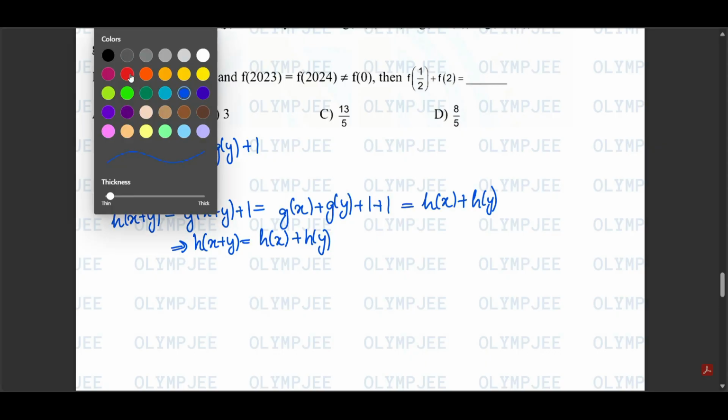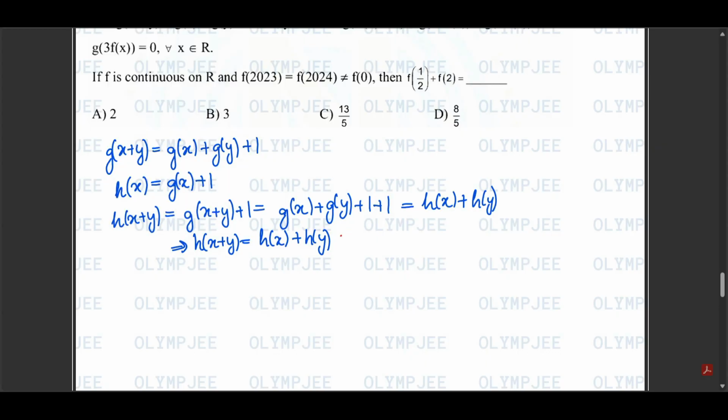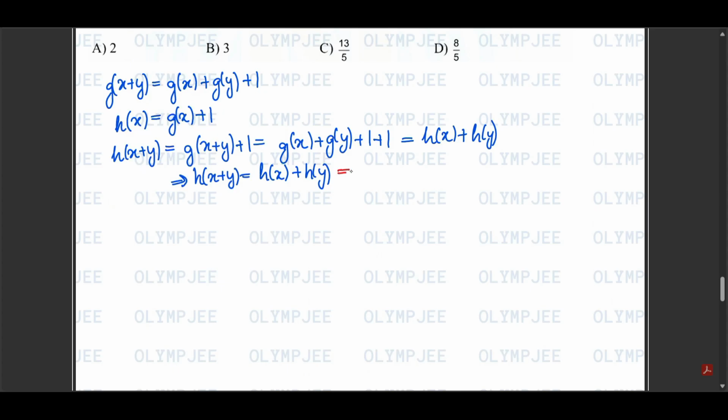And we know that the solution to these kinds of functions is that h(x) will be equal to ax, because you see that if you put ax plus y, multiplication is distributive, so it will become ax plus ay, which is equal to h(x) plus h(y). So this is a valid solution. So this will give us g(x) is equal to ax minus 1, since g(x) was h(x) minus 1. So we have a function for g(x) now.